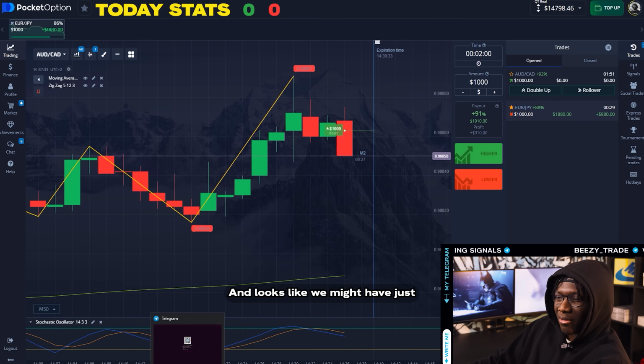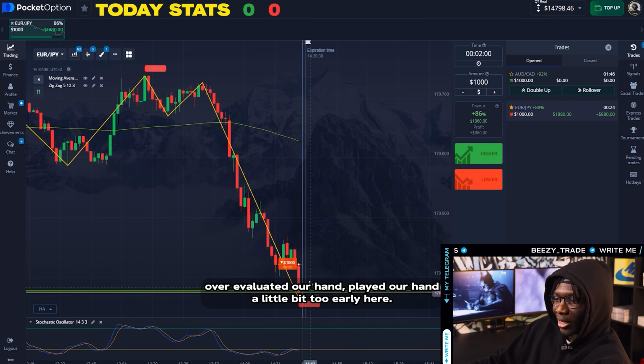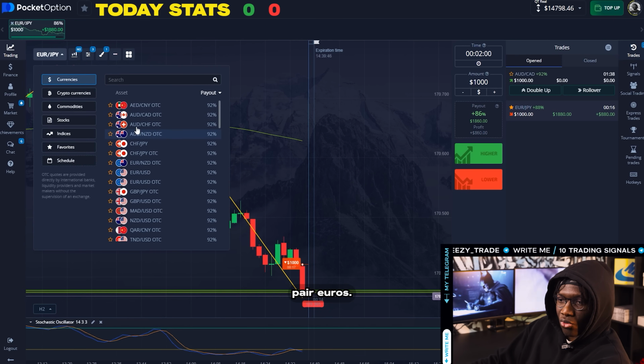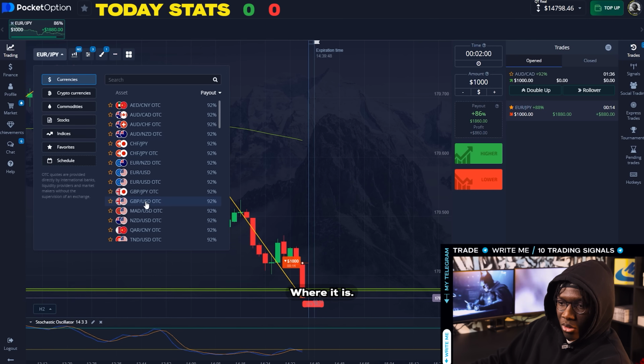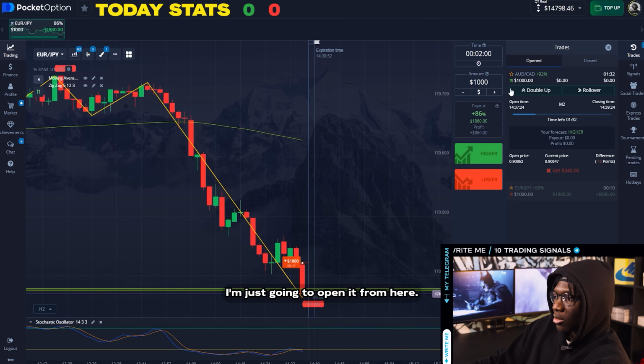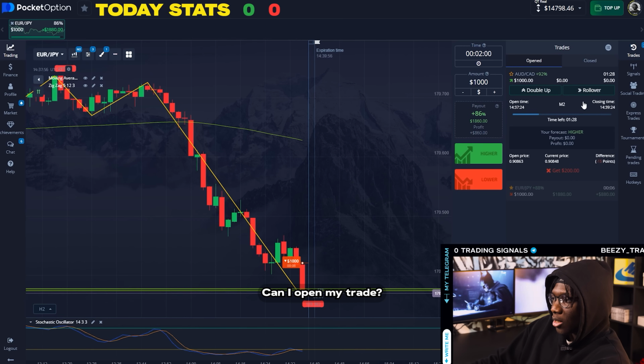It looks like we might have just over-evaluated our hand, played our hand a little bit too early. Here we're good, but on the pair euro, where I'm just gonna open it from here. Canadian dollar. Can I open my trade?